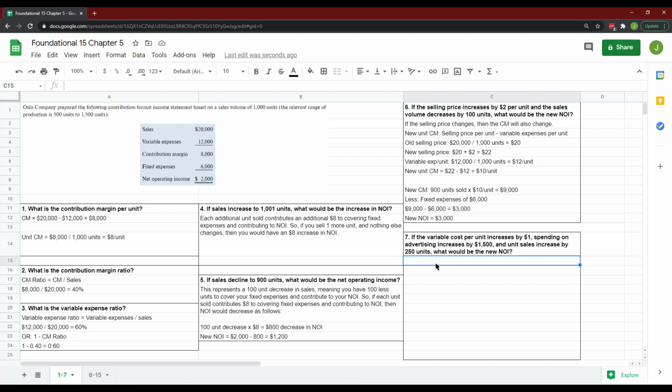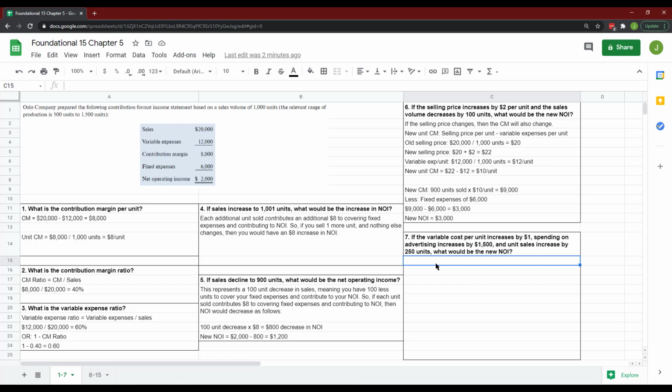Okay? All right, now for number 7, let's look at what different variables they're giving us. So again, with this problem, we're assuming we're resetting back to the original data. So don't go off of what you found for number 6. It says if the variable cost per unit increases by $1, spending on advertising increases by $1,500, and unit sales increase by 250 units, what would be the new net operating income? So now we're looking at a bunch of things changing.